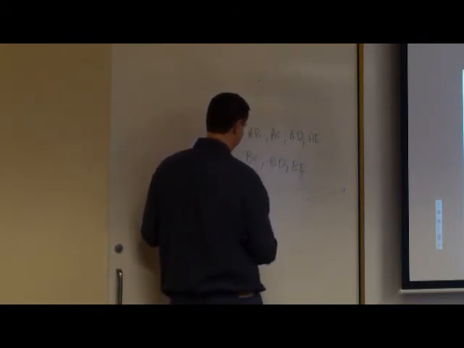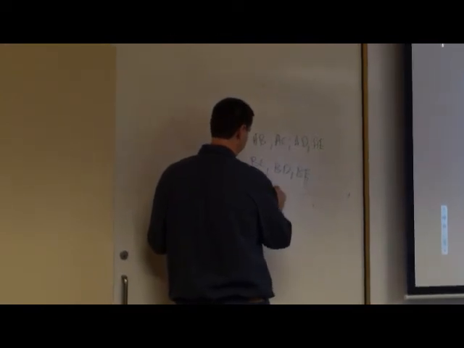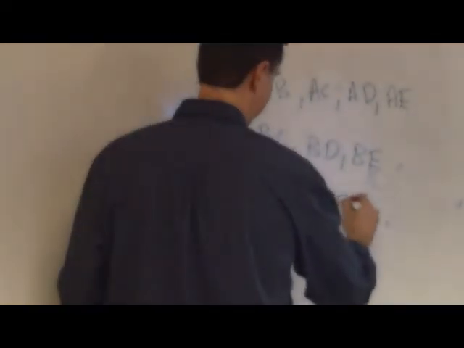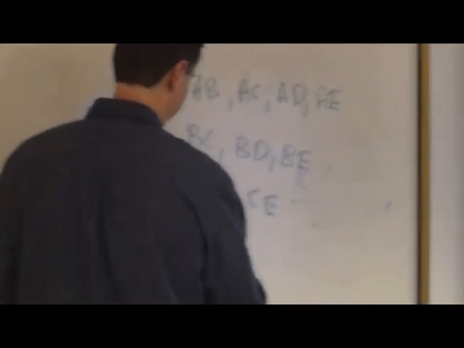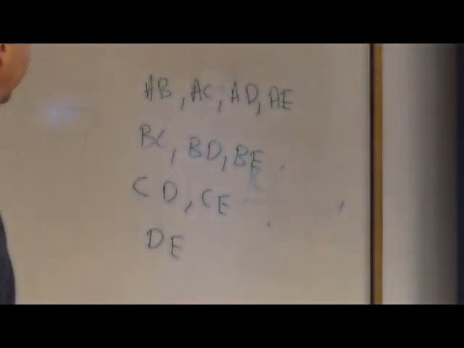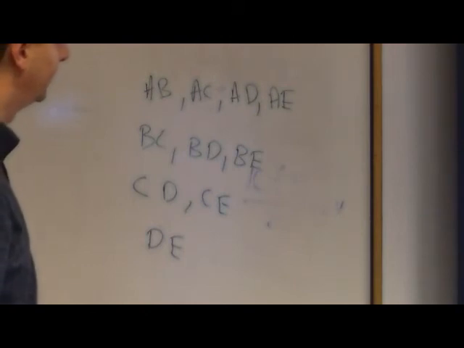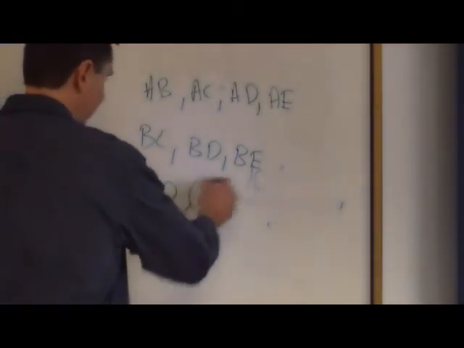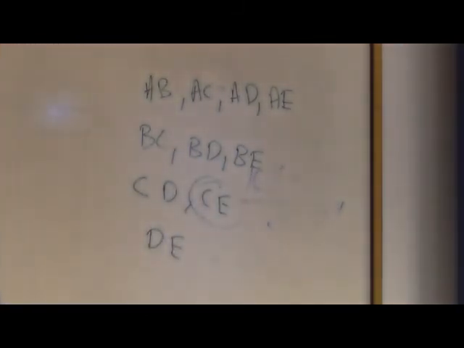What else could I get? C and D, C and E, D and E. So how many different possibilities are there? 10. And what's the probability that the one I choose is C and E? 1 out of 10.